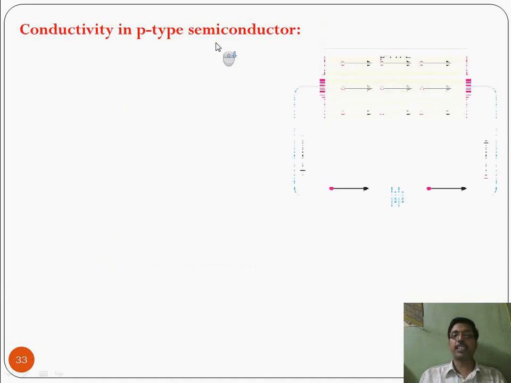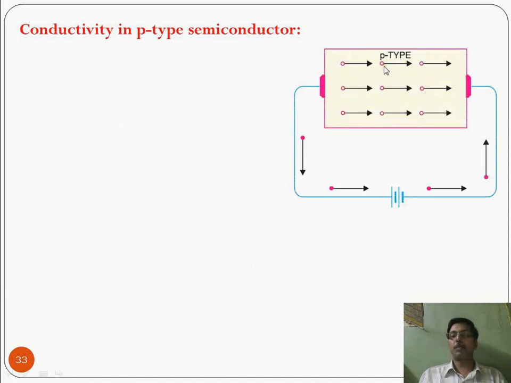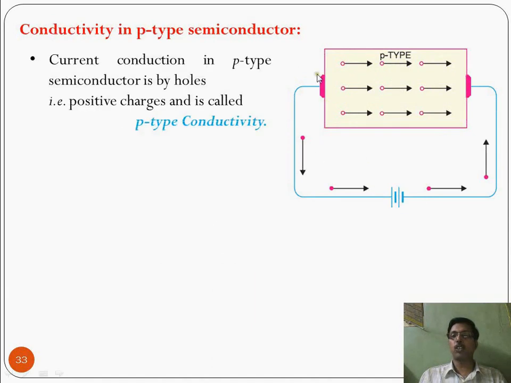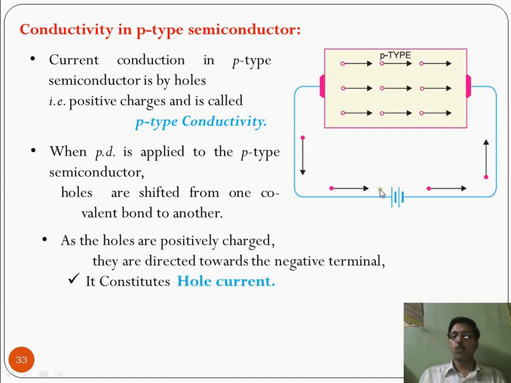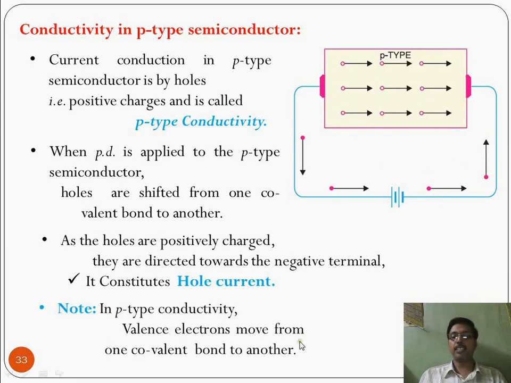Now, the conductivity in a p-type semiconductor. Consider a p-type semiconductor with a power supply, so a potential difference is applied across it. Here the current conduction is by holes, the movement of holes, that is the positive charges, and it is called p-type conductivity. When a potential difference is applied, these holes are shifted from one covalent bond to another. These holes are attracted towards the negative terminal of the supply. As the holes are positively charged, they are directed towards the negative terminal, and it constitutes a hole current. Note, in p-type conductivity, valence electrons move from one covalent bond to another.